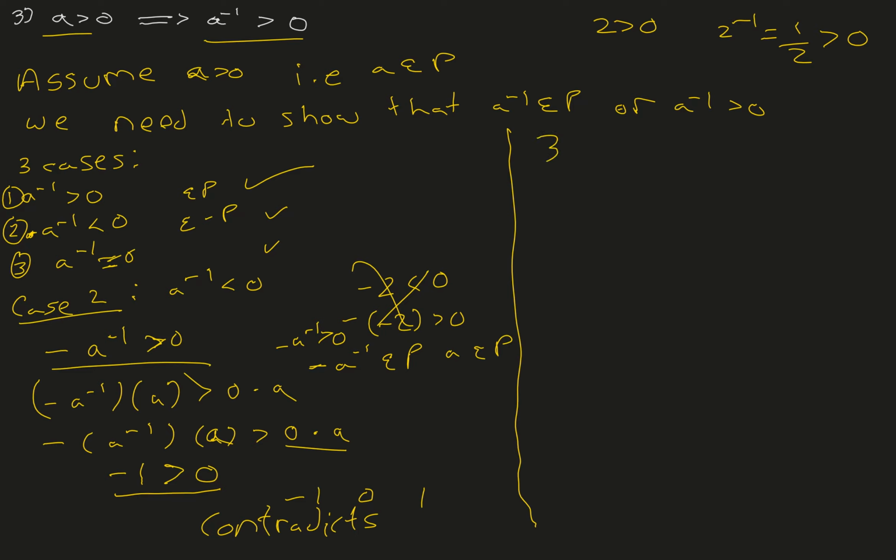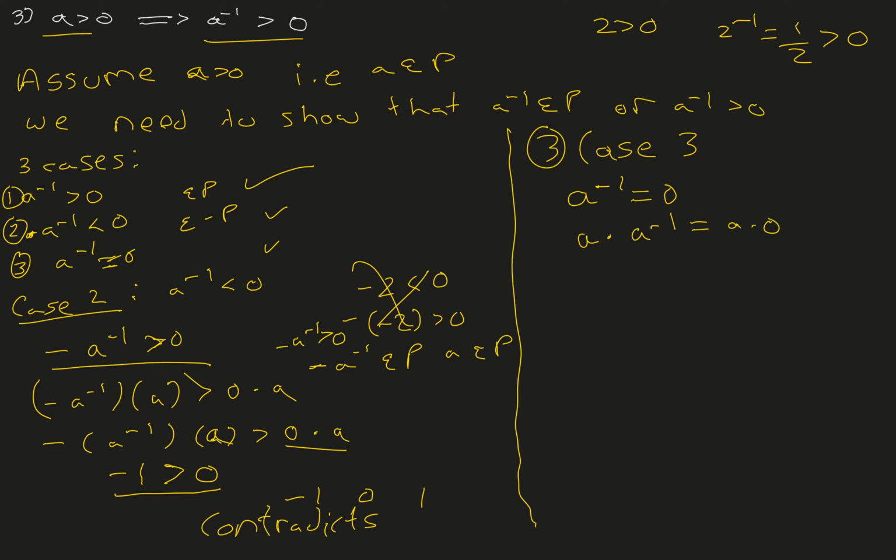So let's see if case 3 is also wrong. If we can show that case 3 is also wrong, we're done. If case 2 is wrong and case 3 is wrong, then case 1 has to be right by OT. Case 3 says that A inverse is equal to 0. I'm going to follow the same template and see what happens if we multiply both sides by A.